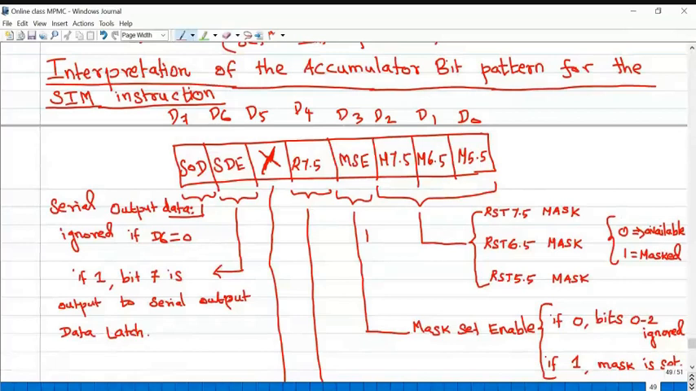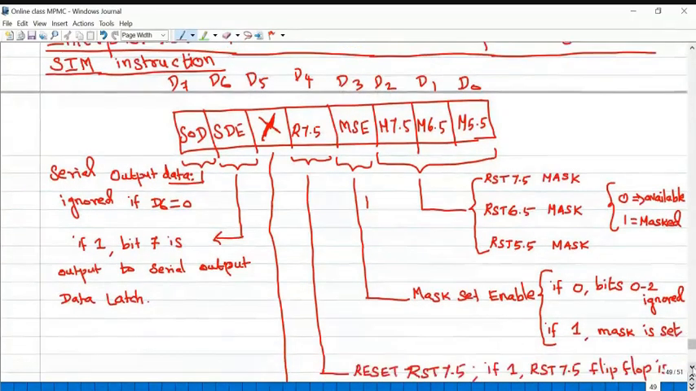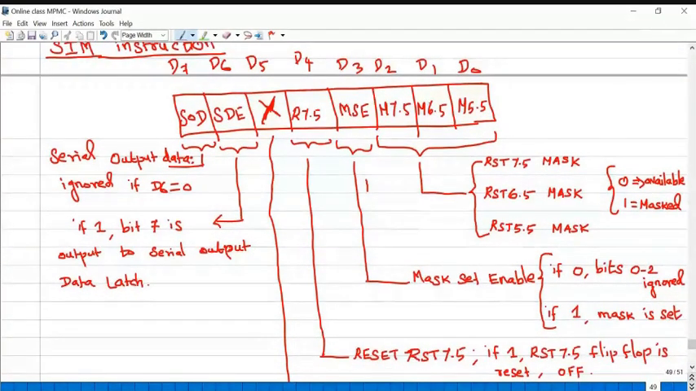So are you clear about this concept? Three functions: one is masking a particular interrupt, second is resetting the RST 7.5 interrupt, and third is serial output data transmission. D6 is the control for serial data output transmission. If D6 is 1, then whatever information is available in D7 will be transmitted to the outside world. If D6 is 0, then serial data transmission operation is disabled.